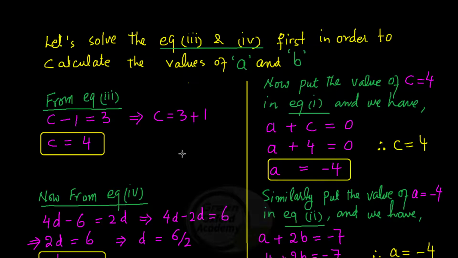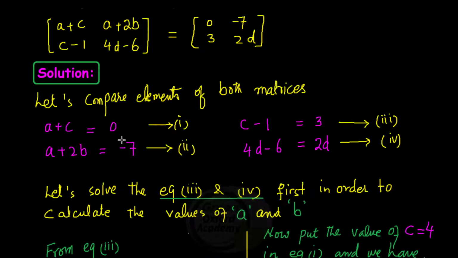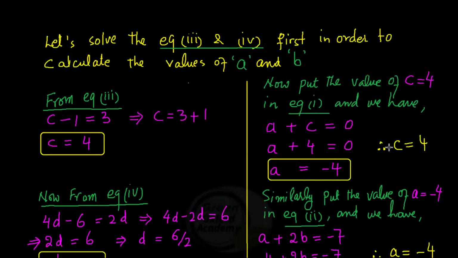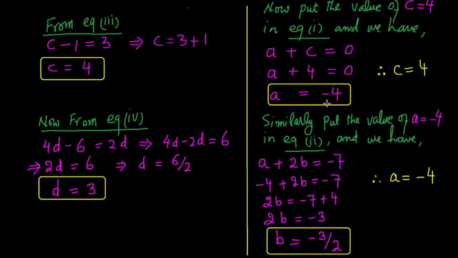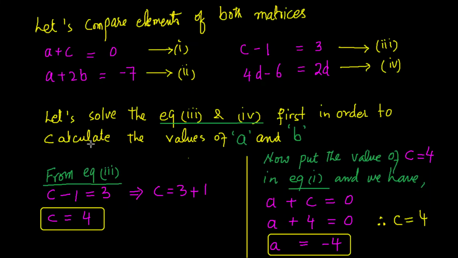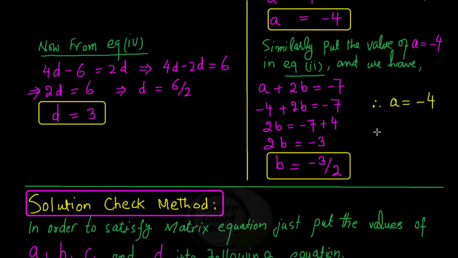By plugging the values of C and D into equations 1 and 2, we can compute the values of variables A and B. Here you can see equation 1, A plus C is equal to 0. By plugging the value of C equal to 4 into equation 1, we have the value of A equal to minus 4. Similarly, by plugging the value of A equal to minus 4 into equation 2, we can easily compute the value of B. After plugging it in, the value of B is equal to minus 3 by 2.